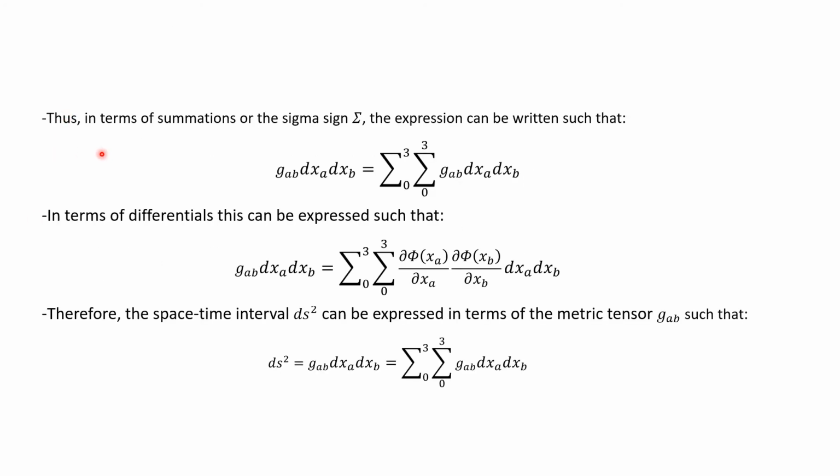Thus, in terms of the summation or the sigma sign, the expression can be written such that, in terms of differentials, this can be expressed as we see here. Therefore, the spacetime interval ds can be expressed in terms of the metric tensor such that, where we see that we replace the differentials with the metric tensor, which are equivalent expressions.